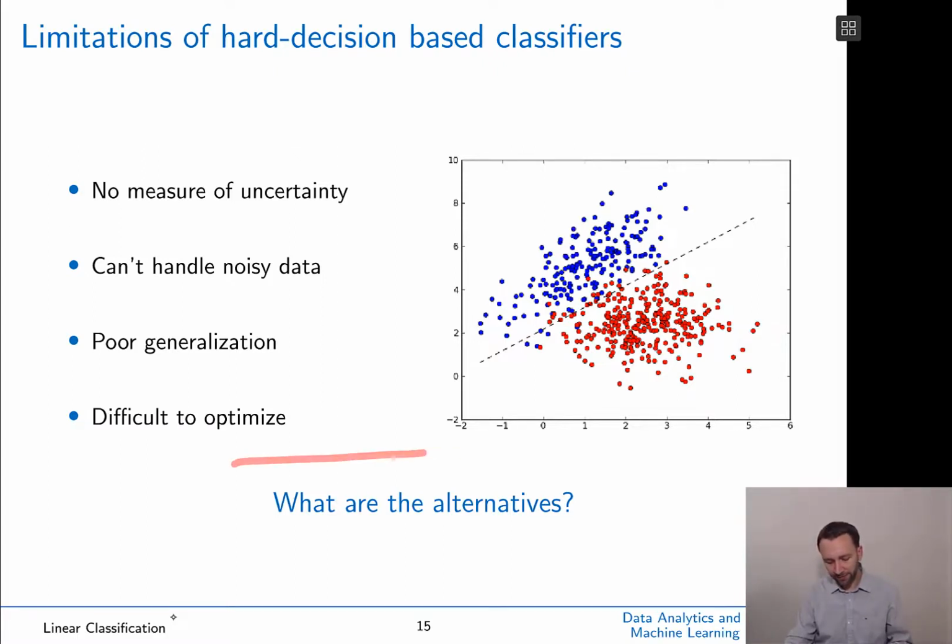So what are the alternatives? So what if we want to not use hard decision-based classifiers? I guess you can already guess the solution. We want to go to some probabilistic world. Probabilistic classifiers which take uncertainty into account, which give you some notion of likelihood how your prediction behaves, for example. And this is what we want to discuss in the rest of the videos.